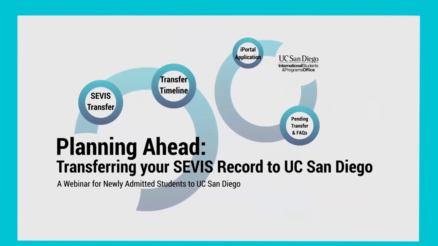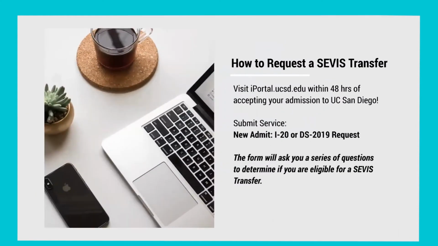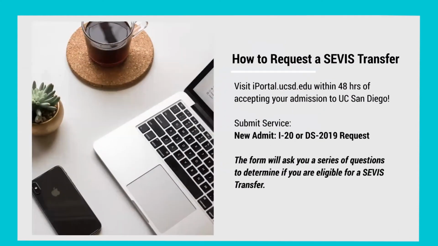Okay, so we've gone over the transfer timeline in detail. So now I'm going to go ahead and pass it back to Lisa to go over more about step 3, right? Transferring, once your SEVIS record is transferred to UC San Diego, how do you request your I-20 from UC San Diego? Perfect. Thank you, Pauline, for going into such great detail in outlining the transfer process. So how are you going to request your I-20?